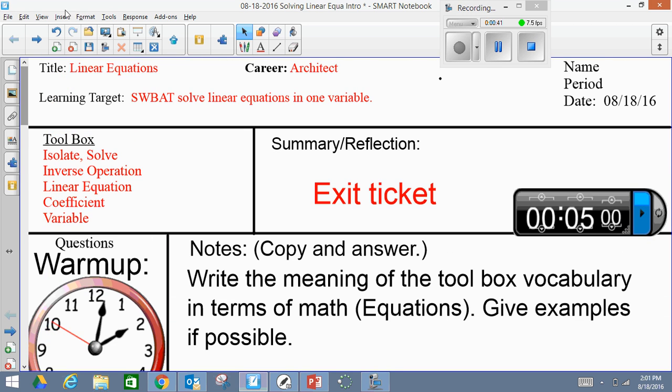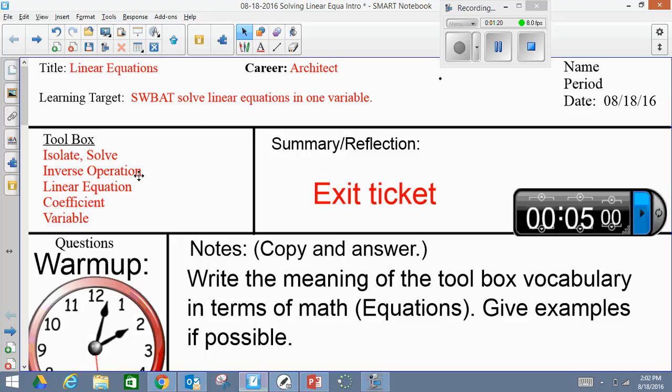Okay, so what we did today was went over everything on this slide. The linear equations is going to be titled for a couple of weeks, and so you don't have to write it every single day on your notes. I expect this to be done on your notebooks, which means your binder. If you have a notebook, that's fine with me. The learning target: students will be able to solve linear equations in one variable. That can change every day or every other day, every 2-3 days.